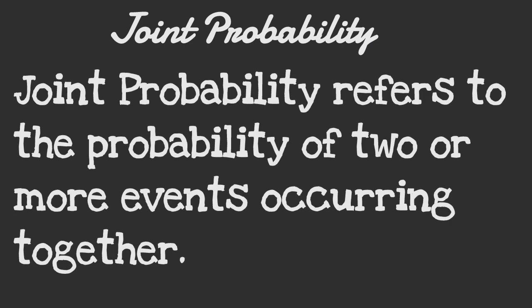Joint probability refers to the probability of two or more events occurring together. It talks about two or more different probability events that are jointly determined. That means the probability of one event occurring is the same as the probability of the other event or events to occur.